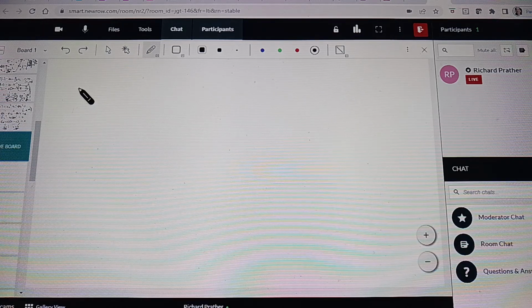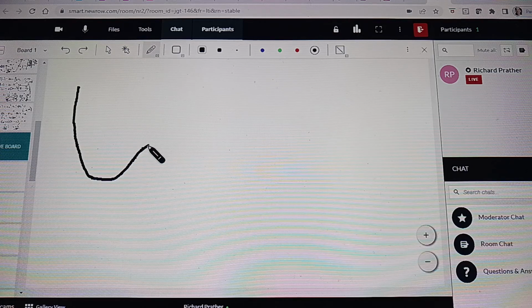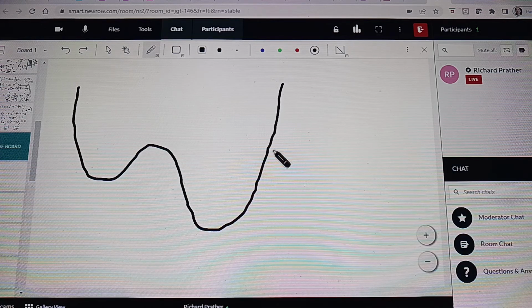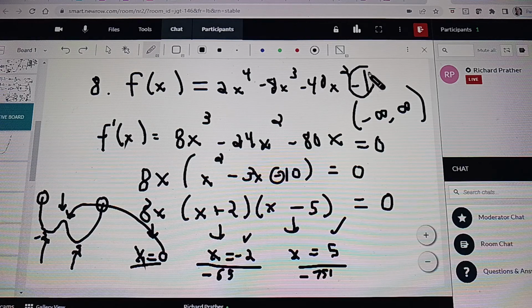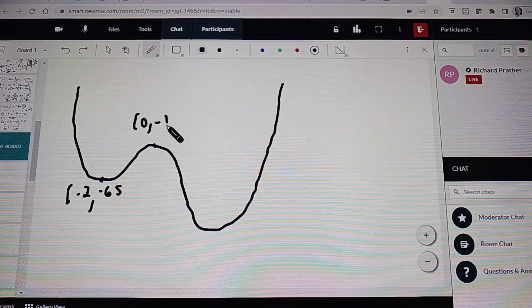So apparently this graph, like we would do in college algebra, comes down and goes back up at 0, and then it comes way down at 5, and it's some kind of graph like this. When x is negative 2, the y was negative 65. And when x is 0, we could easily tell what the y is, but that's not going to matter here. The y would be negative 1 there. And then here, when x is 5, the y value is negative 751.